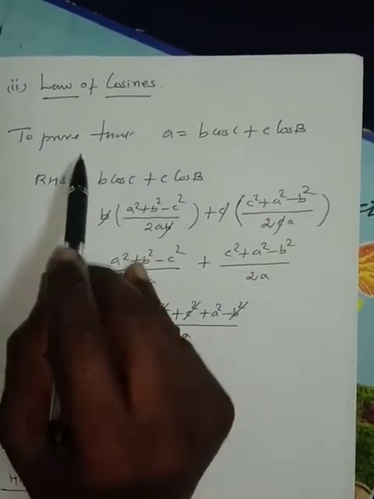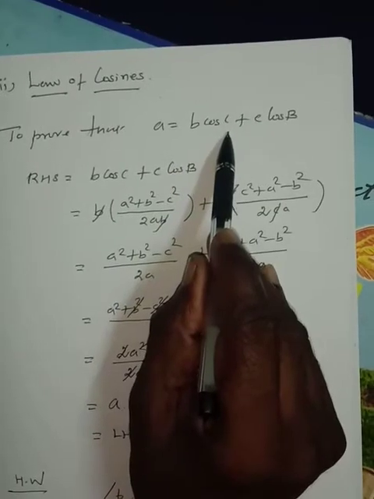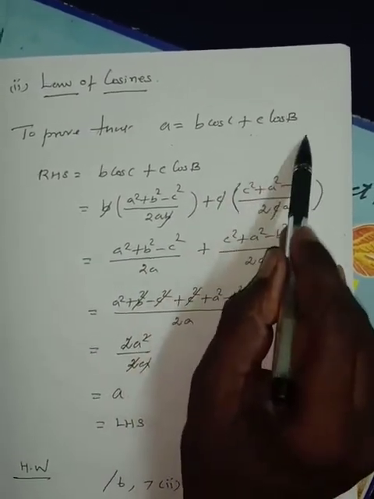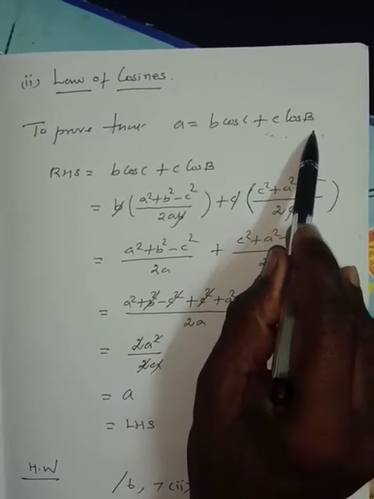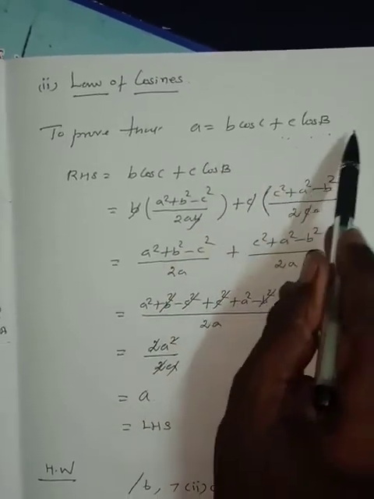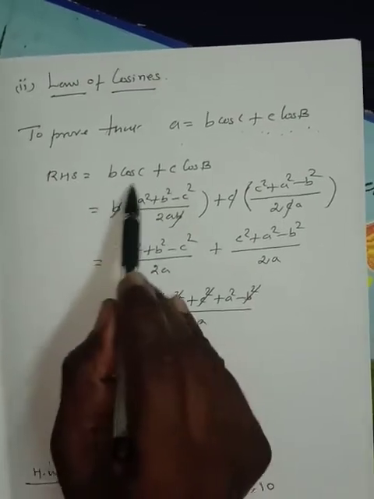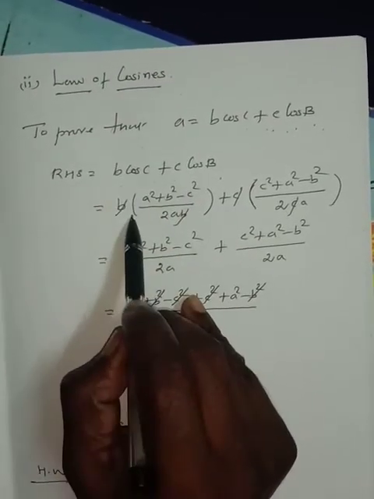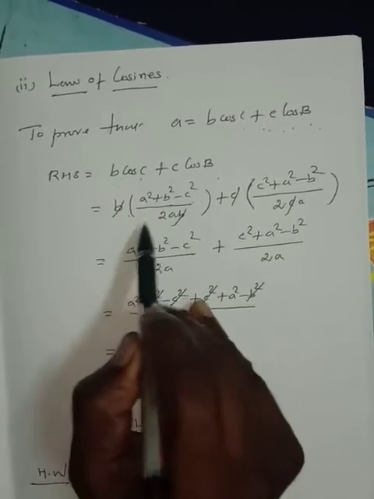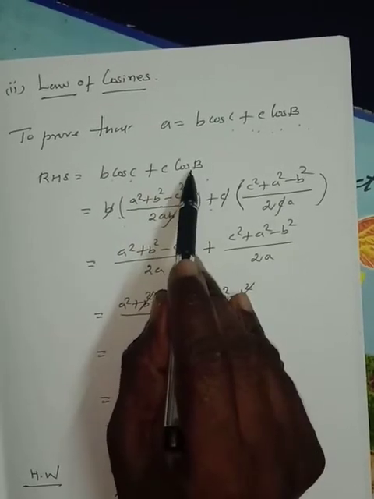Now using the law of cosines, to prove that side a = b cos C + c cos B. Small letters a, b, c are the sides and capital letters A, B, C are the angles. Let us take the RHS, b cos C + c cos B. Using the cosine formula, cos C = (a² + b² - c²)/2ab.